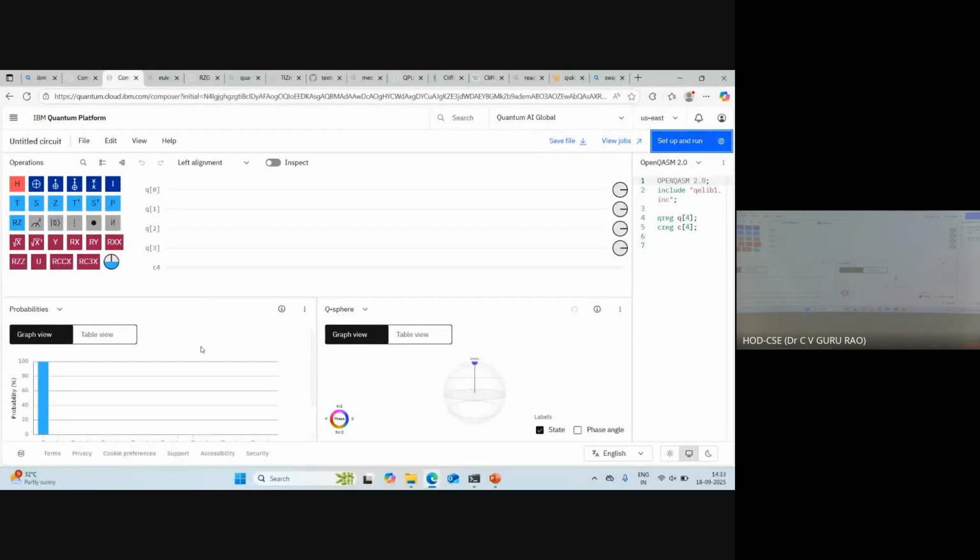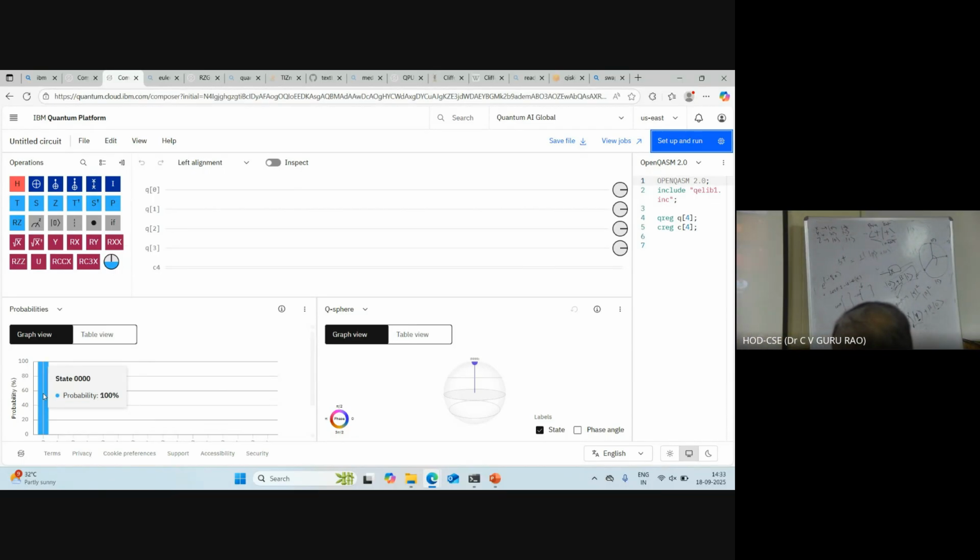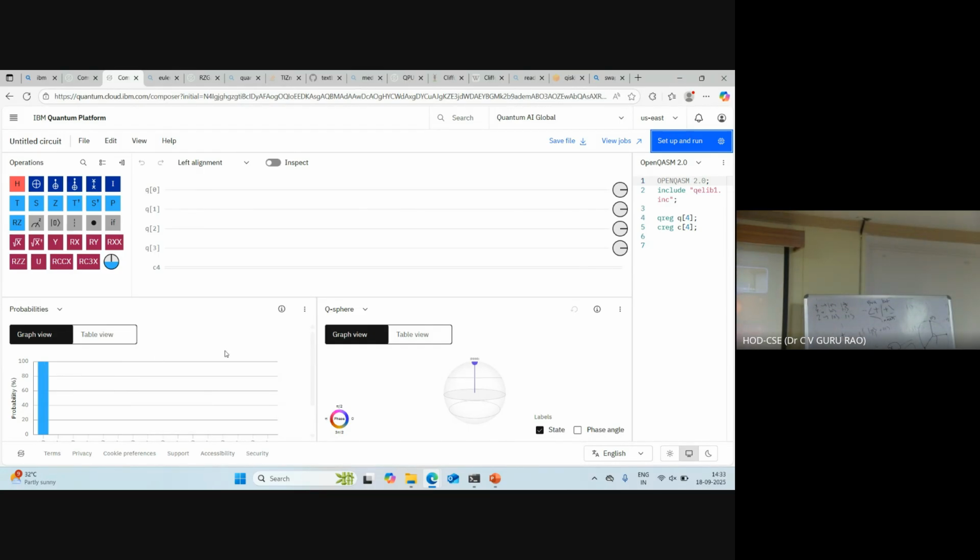If we come down, these are the probabilities we will see here. As we can understand from alpha 0 plus beta 1, alpha and beta are the amplitudes. Once we measure it, we will get the probabilities, alpha squared and beta squared. The probability corresponding to 0 or 1, we will be able to see over here. Right now, it is showing 100% for 0, 0 because every qubit is in the 0 state.